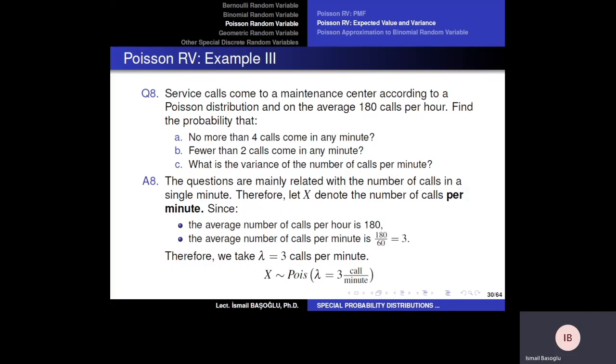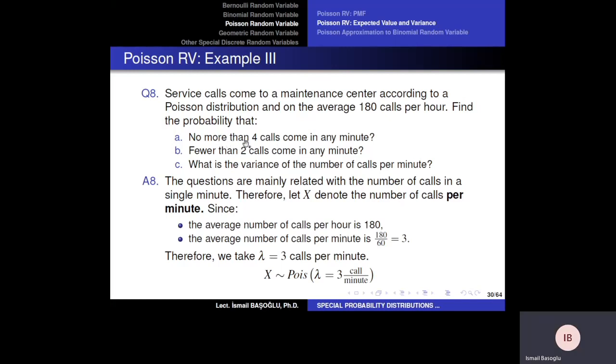However, because the questions are asked in minutely units, we need to convert this rate parameter, 180 calls per hour, into minutely units. Which means if on any hour the average number of calls is 180, and there are 60 minutes in an hour, the average number of calls in any minute must be equal to 180 over 60. Therefore, you need to define your Poisson random variable according to the time unit that is given in the questions, which is minute. So x is going to be Poisson distributed with rate parameter lambda equal to 3 calls per minute.